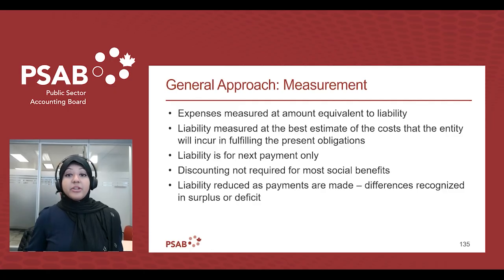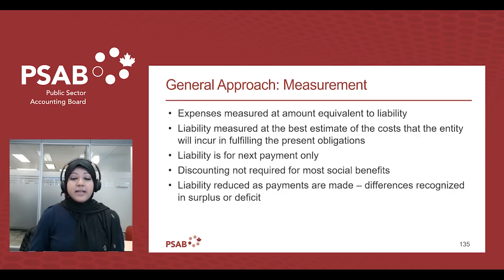When we talk about the measurement of liabilities, under IPSAS 42, the liability for a social benefit scheme is measured at the best estimate of the cost that the entity will incur in fulfilling the present obligations represented by the liability. In this context, costs mean the social benefit payments to be made, for example, the cash transfers. The costs do not include other elements such as administrative costs and bank charges.